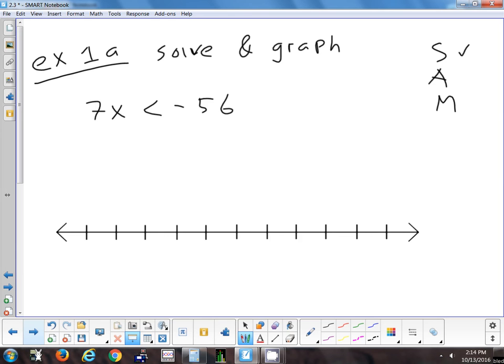How about adding or subtracting? Is adding or subtracting a number to both sides here going to help you to get rid of that 7? What do you think, Kyle? What do you think?